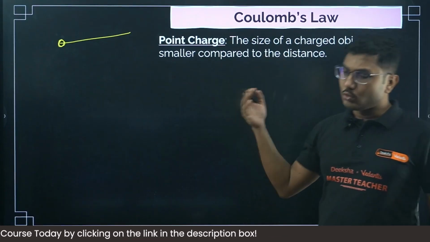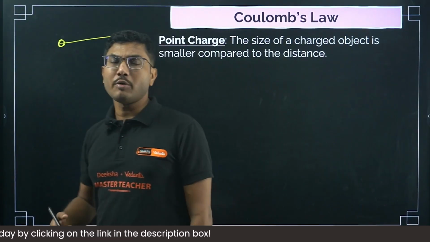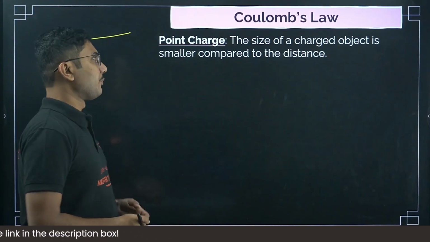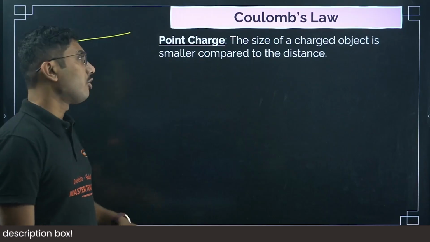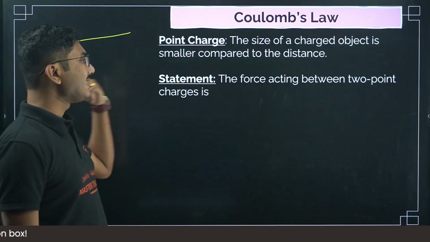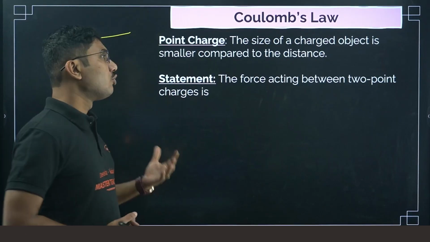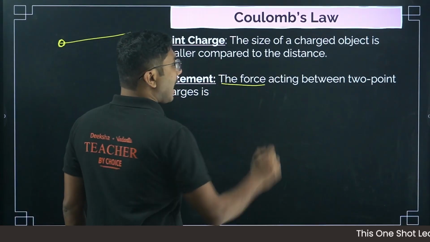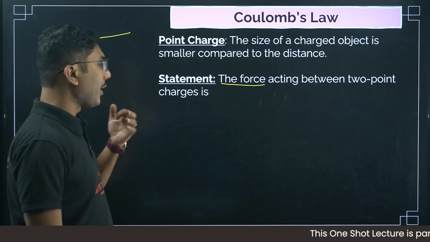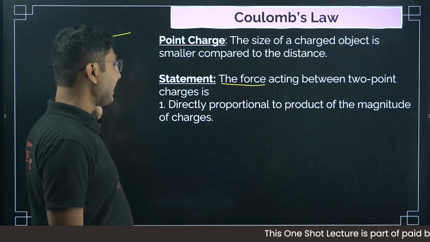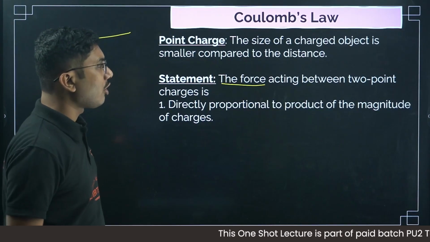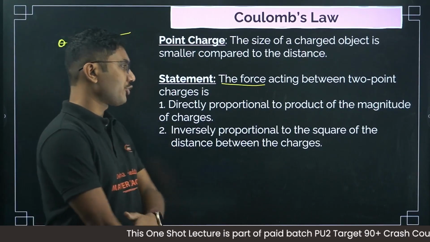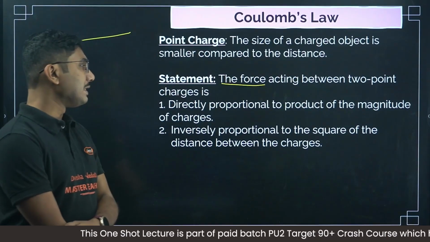Now you have to remember that Coulomb's law is only applicable for point objects. It is not applicable for any extended object. That is one of the drawbacks of Coulomb's law. Now what is the statement of Coulomb's law? Let us understand. Coulomb's law is basically talking about force. The force acting between two point charges is directly proportional to the product of the magnitude of the charges and inversely proportional to the square of the distance between the charges.